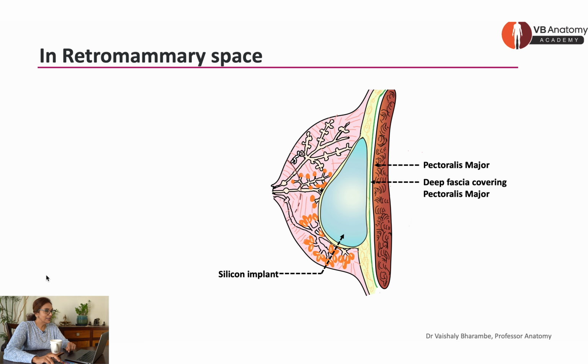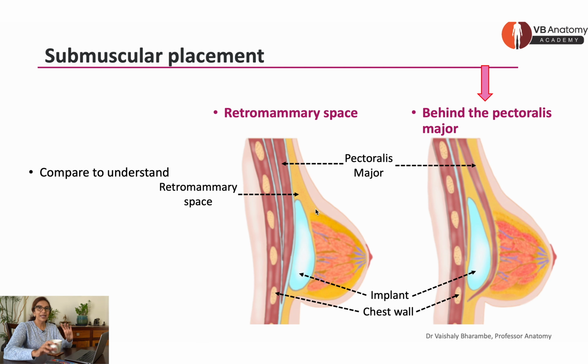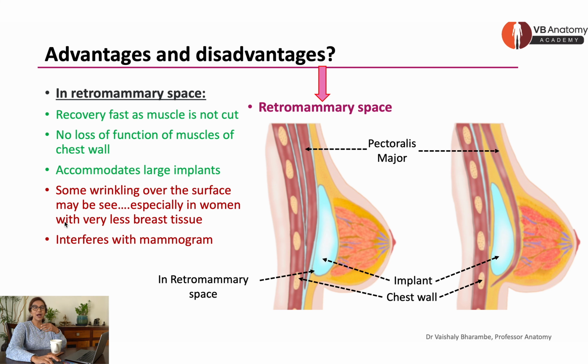So here you're seeing the silicone implant in the retromammary space. Here you're seeing an implant behind the pectoralis major. This is the pectoralis major and that's the implant behind it. Let's compare to understand. So now, if the implant is in the retromammary space, advantage is patient recovers fast. You're not cutting any big muscle and you can put in a big implant. But problem is, if the breast tissue is very thin, the implant can begin to show in the form of creases on the surface of the breast.